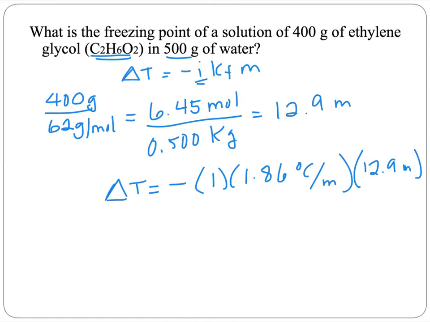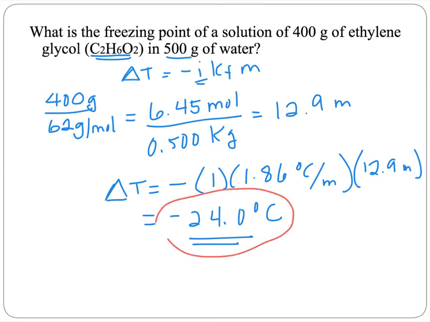Once you go ahead and do all the calculations, you'll find that the answer is negative 24 degrees Celsius. That's how much the freezing point has changed. So what is the new freezing temperature? Well, we're talking about a solution of water, which normally freezes at 0 degrees. And so in this case, the answer is the same thing. It's negative 24 degrees Celsius instead of 0 degrees.